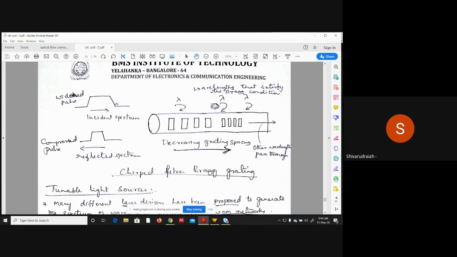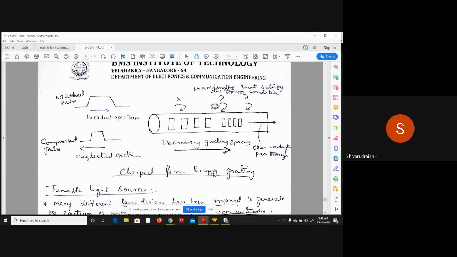So what happens as this widened pulse is made up of multi-wavelength components. This widened pulse is nothing but a contribution of multiple wavelengths. Multiple wavelengths are going to contribute to a pulse, and that pulse has broadened or widened because it has propagated for a certain length of the fiber, right?